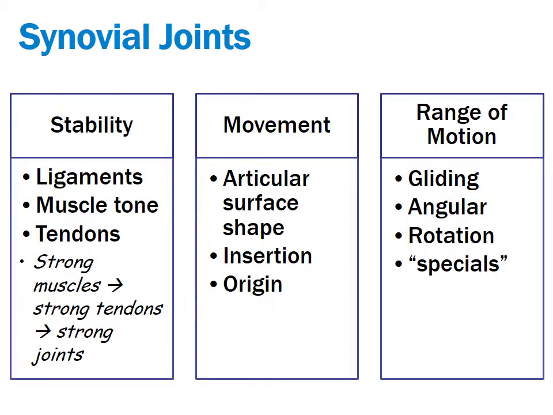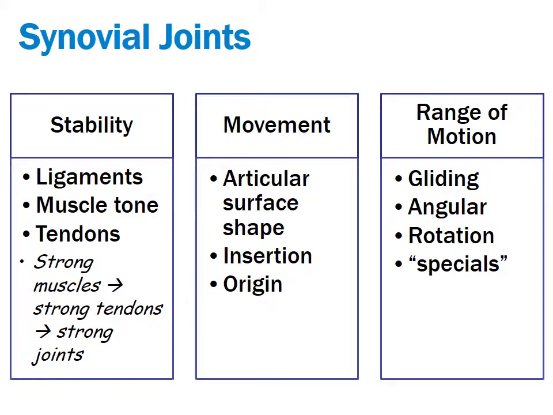Functionally, the bone that moves when the muscle contracts is the insertion, while the bone that does not move is the origin. Depending on the muscle and articular edges, we would see these movements.